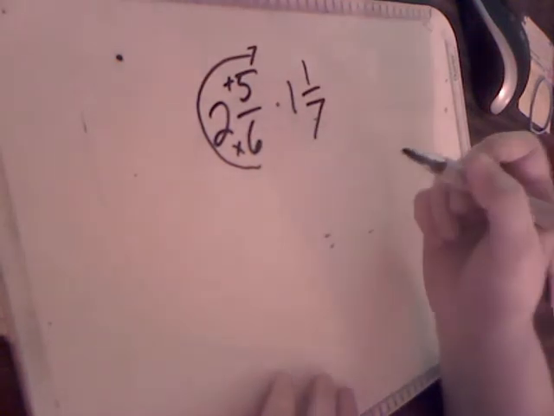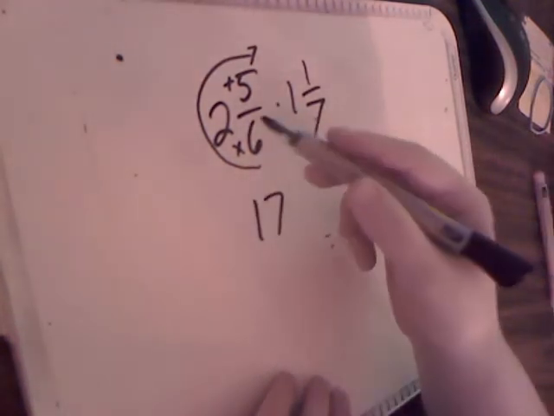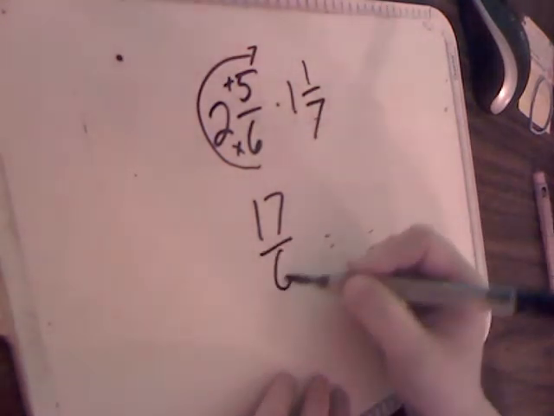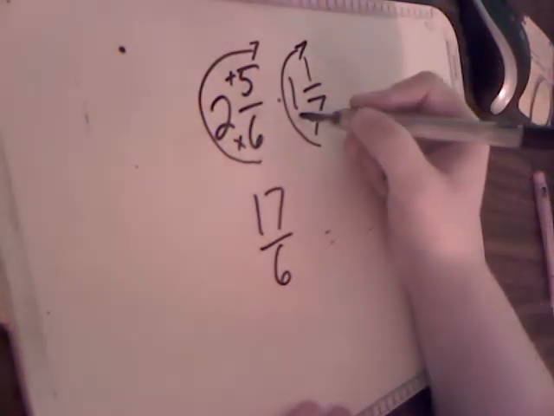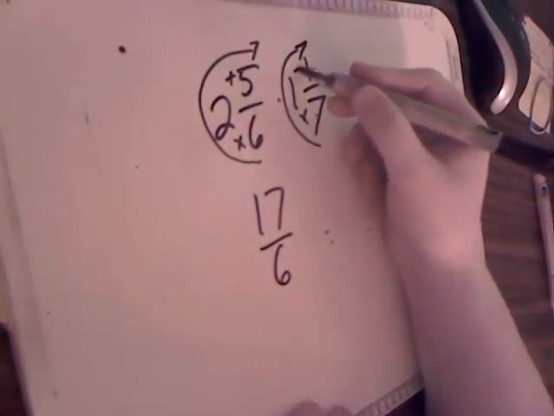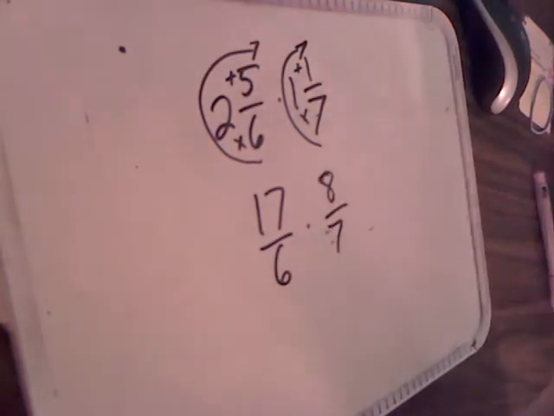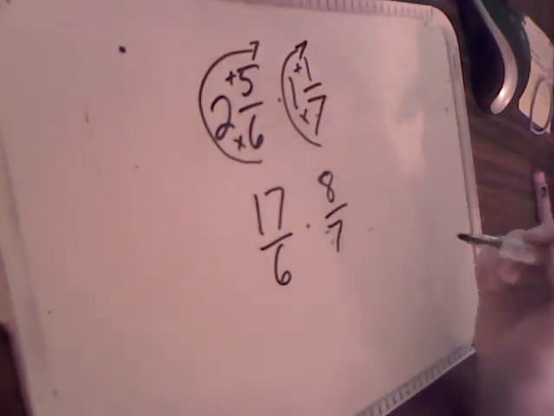6 times 2 is 12. 12 plus 5 is 17. So 2 and 5/6 becomes 17 over 6. For 1 and 1/7, we're going to do the same thing. 1 times 7 is 7, plus 1 is 8. So what we have here is 17 over 6 times 8 over 7.